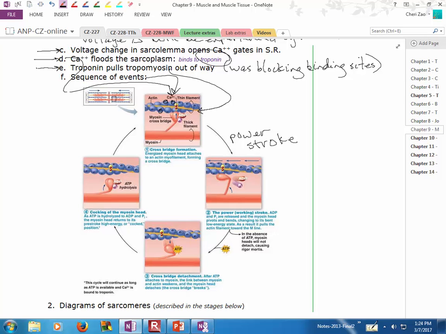Okay, because this is over here, this is one side of our myosin molecule. And the myosin molecule has all these heads on each end. Okay, and see, it bent and it pulled the actin thread towards its middle.